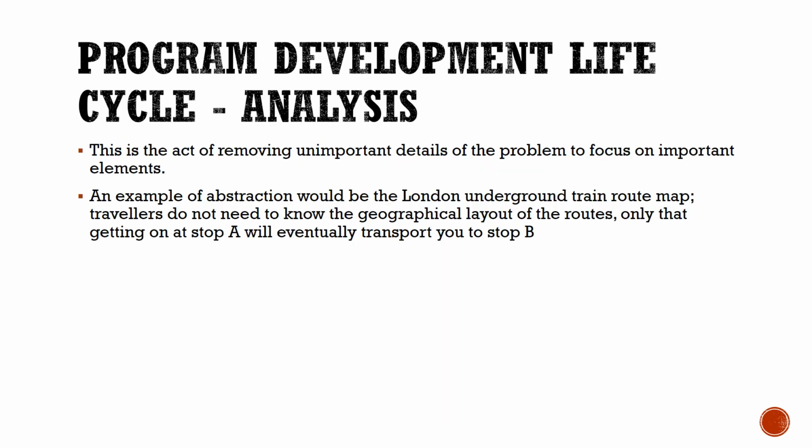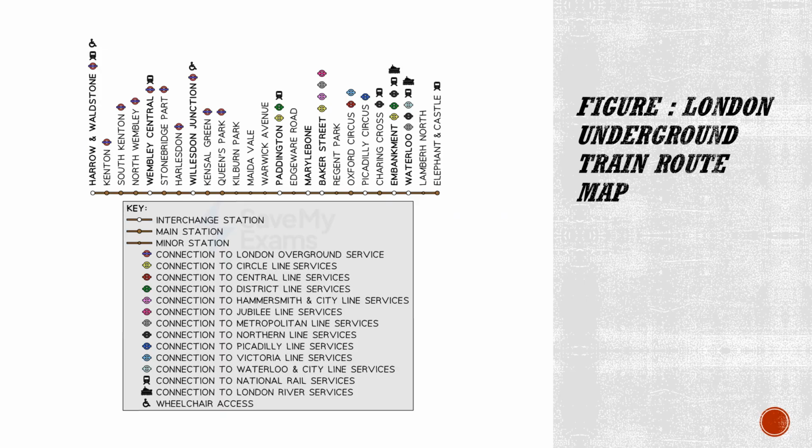So, in the program development life cycle analysis phase, first is abstraction. This is the act of removing unimportant details of the problem to focus on important elements. An example of abstraction would be the London Underground train route map. Travelers do not need to know the geographical layout of the routes, only that getting on at stop A will eventually transport you to stop B. So these are all details of the London Underground train route map, but the passengers do not need to know all of those details.